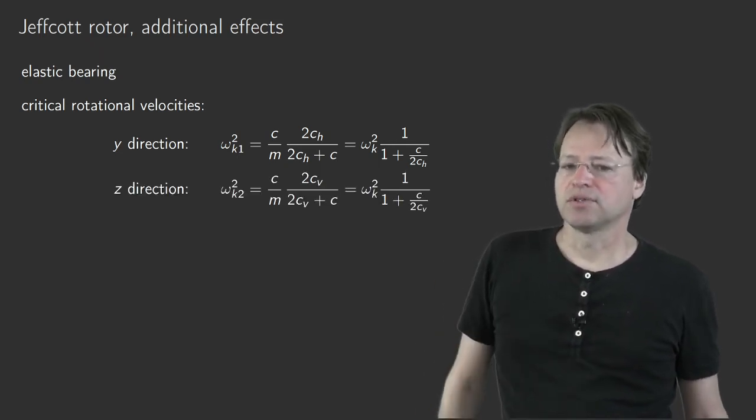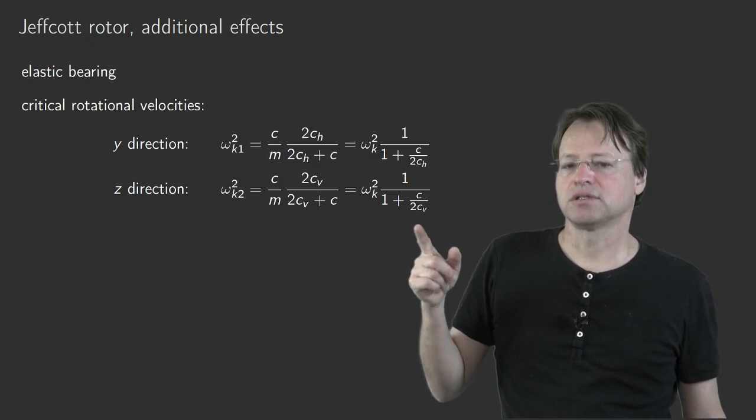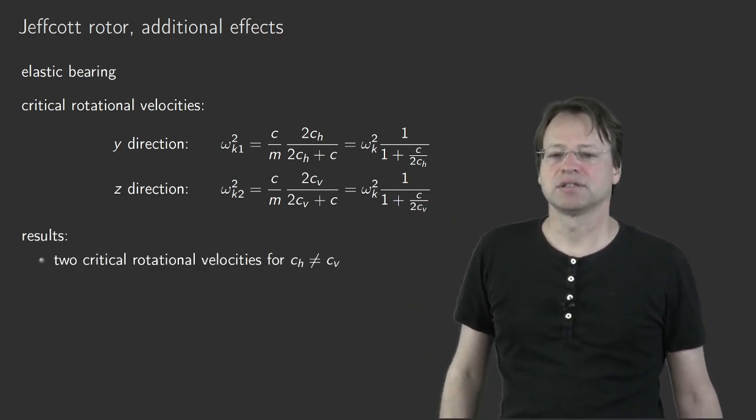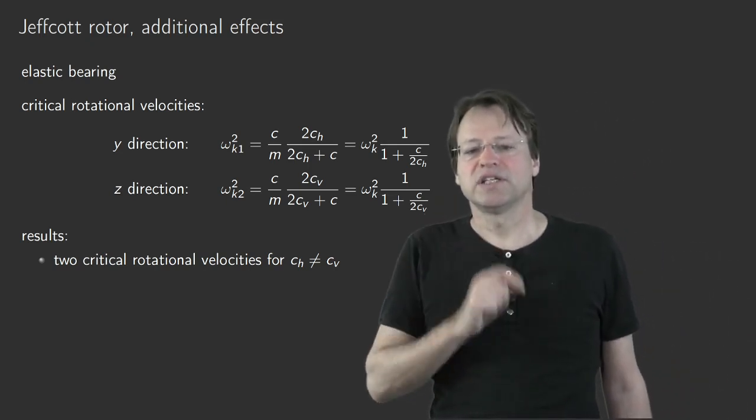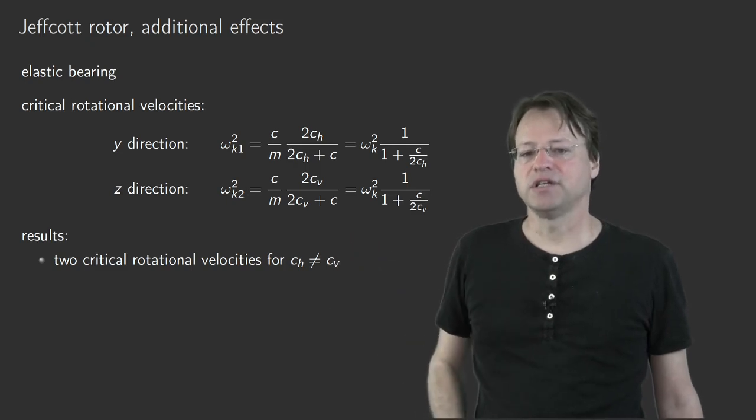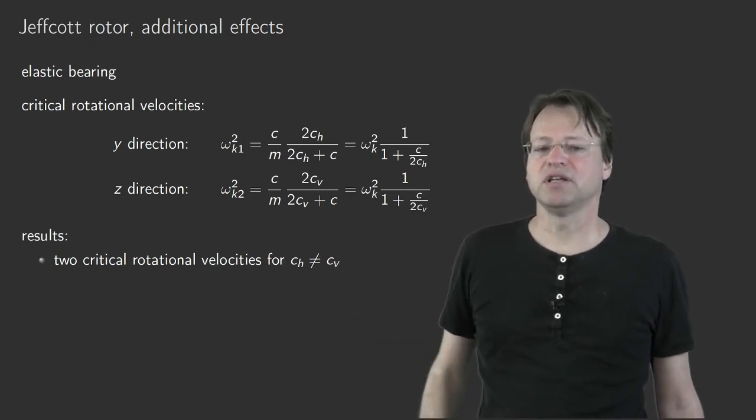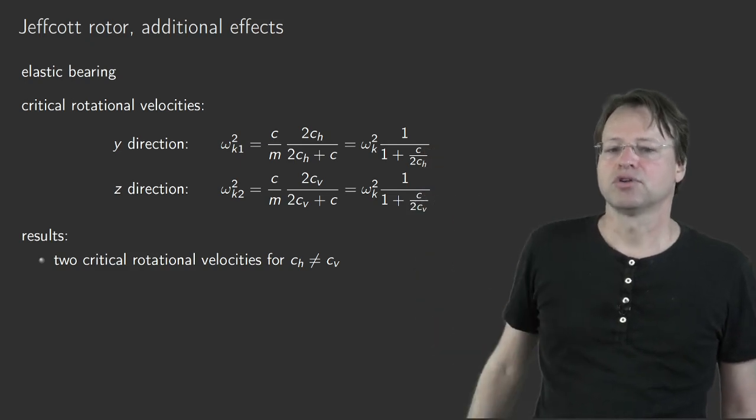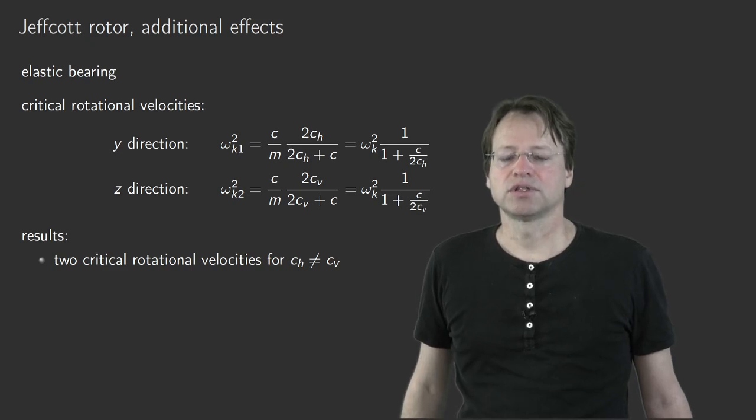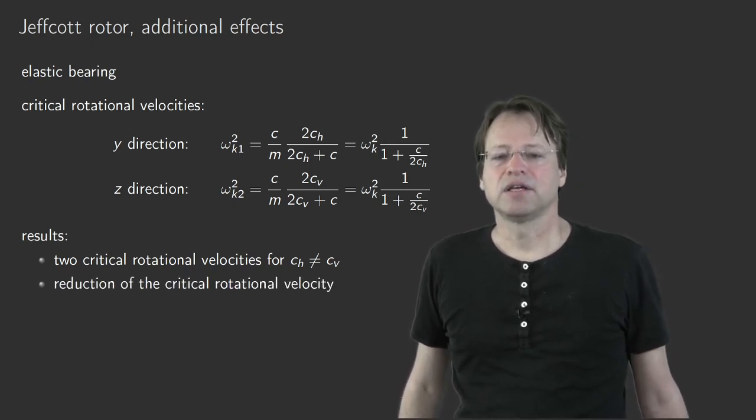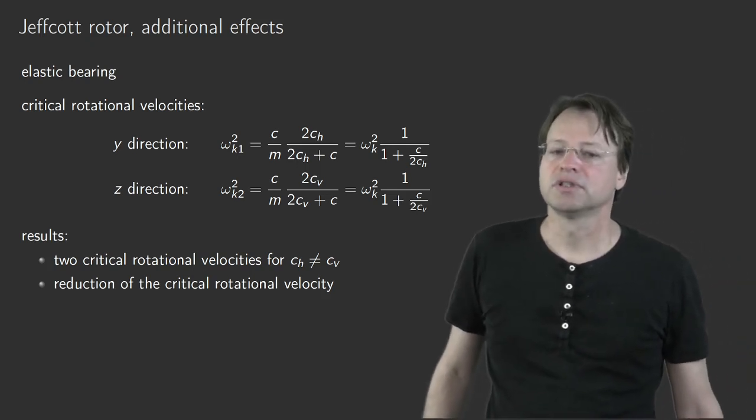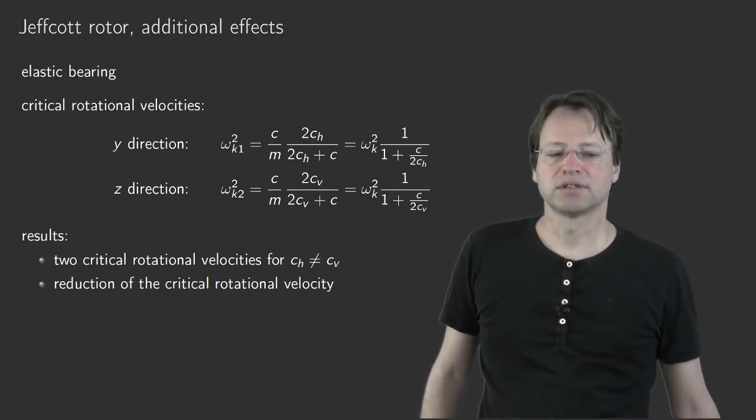So you do the same for the z direction. You see the computations are the same and the conclusions are the same from that result. And let me summarize this result. We do have two critical rotational velocities if c sub h is not equal to c sub v. If they are equal, of course, then the two terms will match and we just have one critical rotational velocity here. And finally, there is a reduction of the critical speed of that rotor due to the flexibility of the bearings.